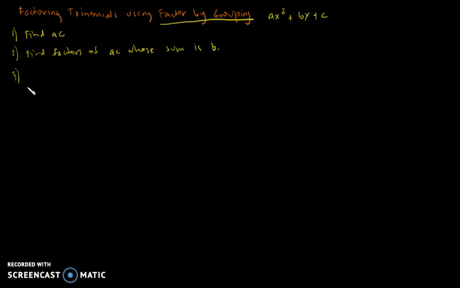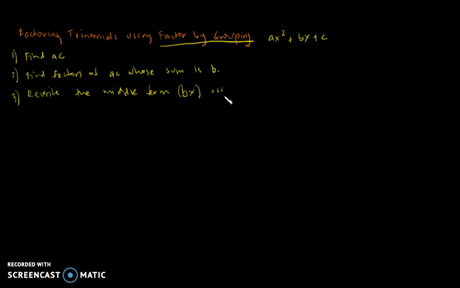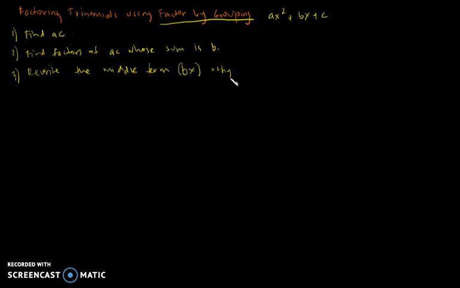And then for the third step, we need to write the middle term, in terms of bx, as a sum or difference using the factors in step 2. And then lastly, factor by grouping.